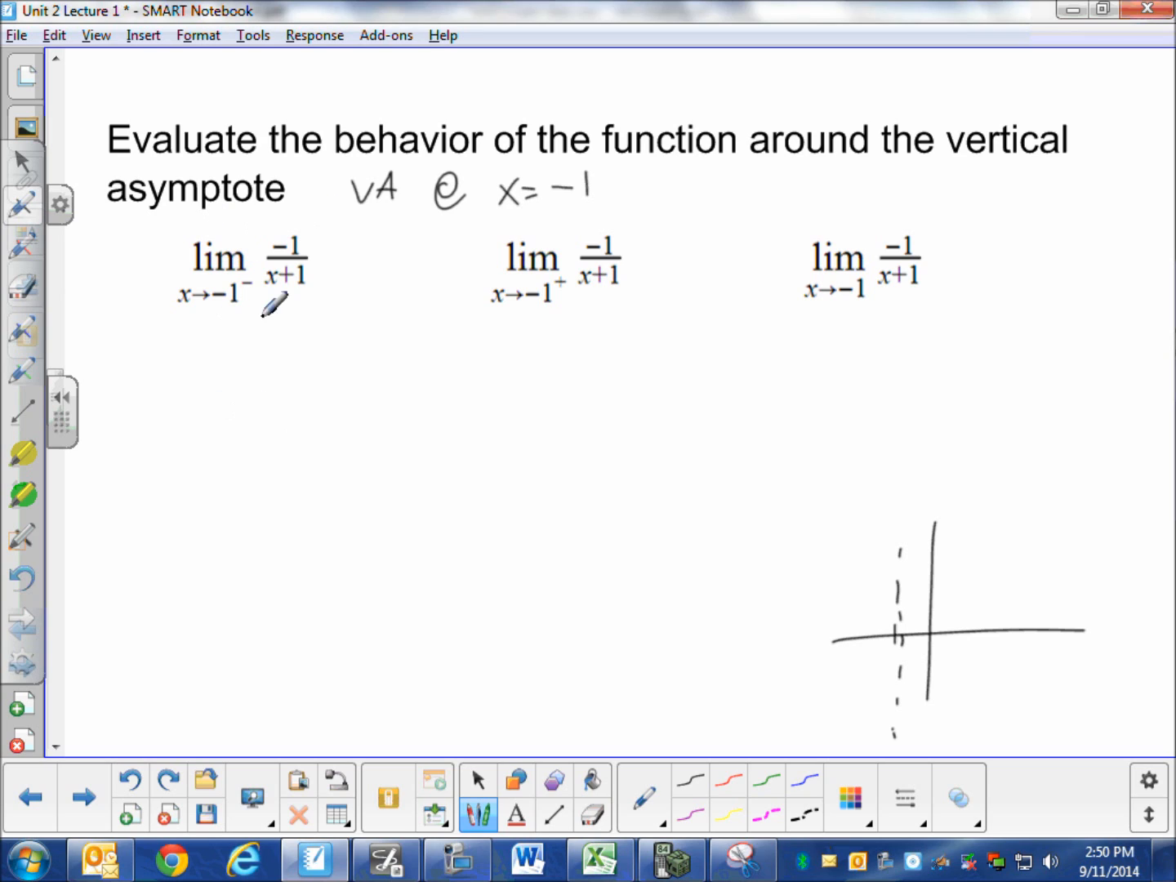If I were doing this like a regular limit problem, my first attempt would be to plug in negative 1, right? And then if I get an undefined value, I'd try to simplify. Well, we should be able to see this and know that I can't simplify. So I'm actually going to go ahead and plug it in like I would normally do on a problem that was easy. Only when I plug it in, I will include the from the left.